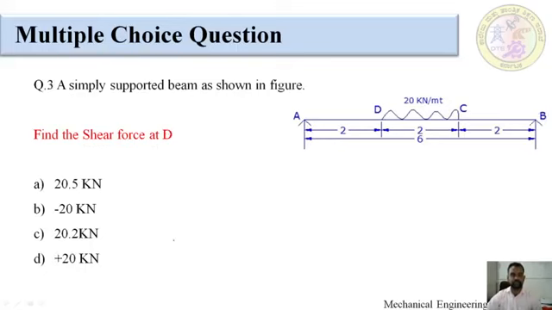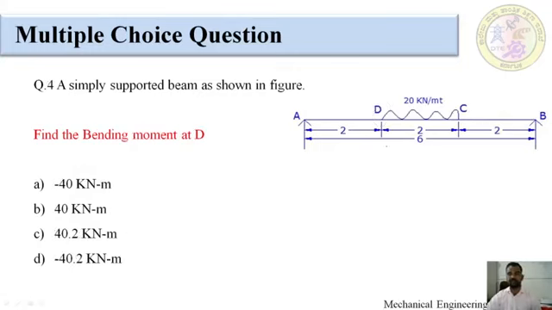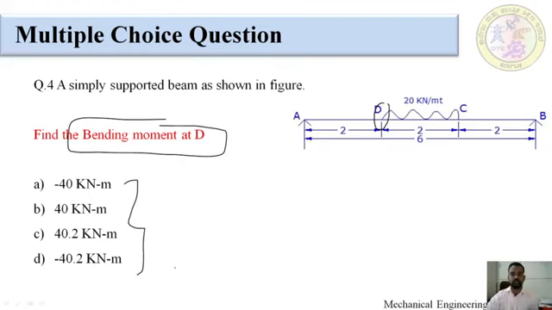Next, question number 3. This is the same problem as we did previously. Here we have to calculate the shear force at section D. We have 4 values. We should calculate easily and answer. Next slide, the same simply supported beam problem, we only need to calculate the bending moment at section D. This is the 4 values given. Among them one is the correct answer, so do carefully.